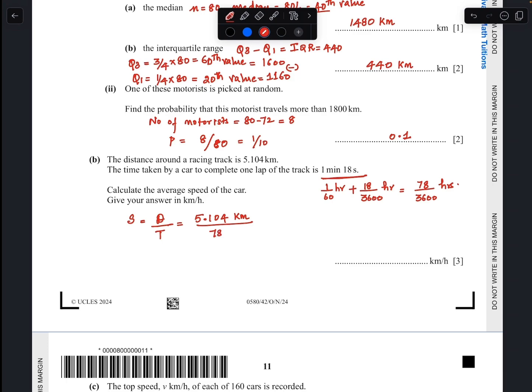I am just going to take this value as it is in the denominator. So 78 by 3600 hours. So 5.104, this 3600 goes to the numerator, by 78, which is equal to 235.5 kilometers per hour. The unit is already given.